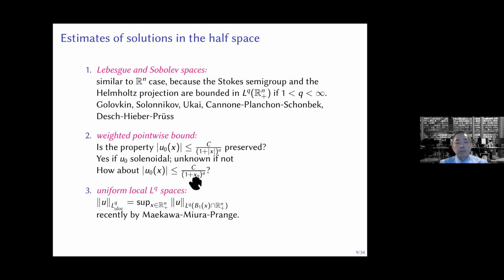And how about this space? Here the decay is only in x_n. We don't include the tangential decay here. So if u0 is bounded by this, is this preserved by time evolution? And this was unknown, even if u0 was solenoidal. And then the third group of spaces is uniform local L^q spaces. L^q uniform local is defined as follows: you take the L^q norm in a unit ball intersected with the upper space, and then we take the sup over the center of the ball. And the estimate in these spaces was recently done by Maekawa, Yura, and Planche.